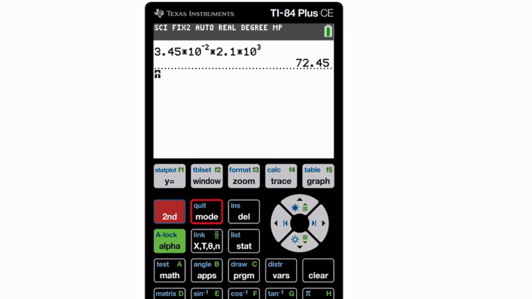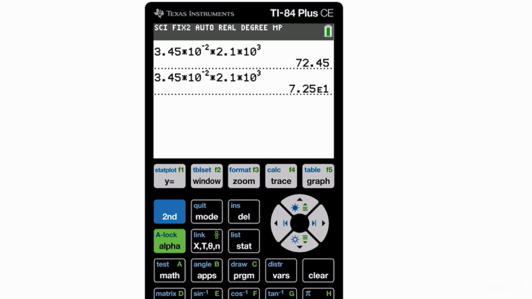I can go ahead and re-input the same exact answer by going to second enter. And then it's going to give me the answer in scientific notation. The E means times 10 to the, and then whatever number comes after the E is the power. So the correct answer here to 3 significant figures rounded correctly is 7.25 times 10 to the 1 power. So in this case, I already know the answer is C.